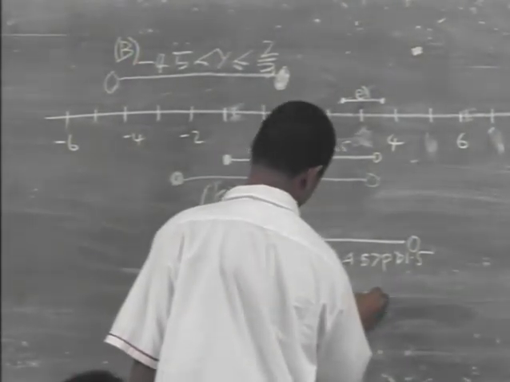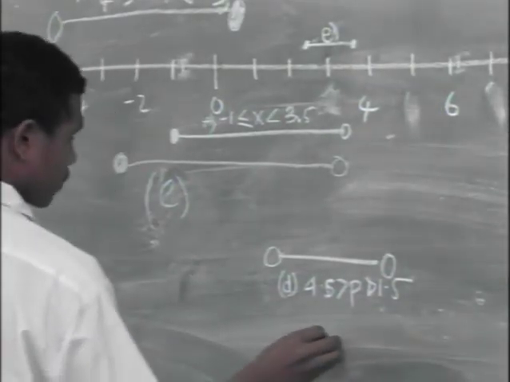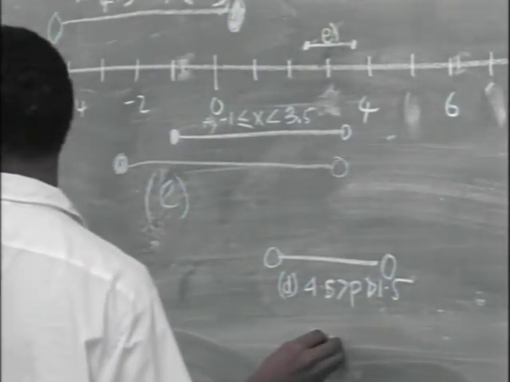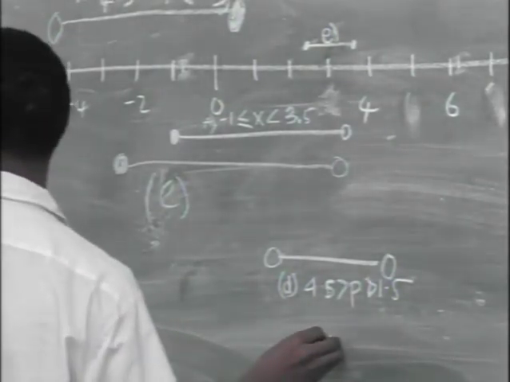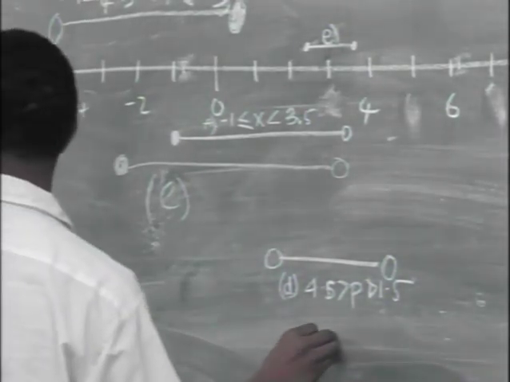Okay. You're too much feeling nervous. What are you feeling nervous for? He's always nervous. Between 1.5 and 2.6, 2.7.